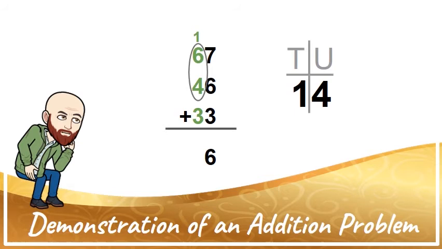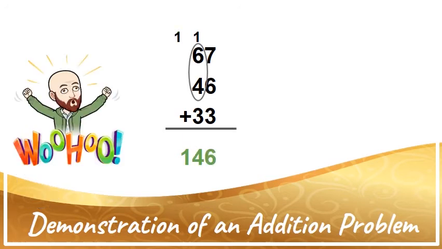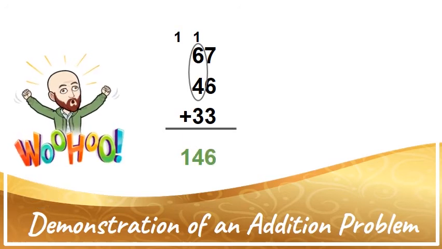Now my units digit is 4 and I'm going to put that in my answer column where I was working out. The 1 from the tens is going to go across to the next column, which in this case is the hundreds column. Now it's the only number that I've got in the hundreds column, so I'm going to bring it straight down and put it in my answer column. When that all comes together, I get an answer of 146.